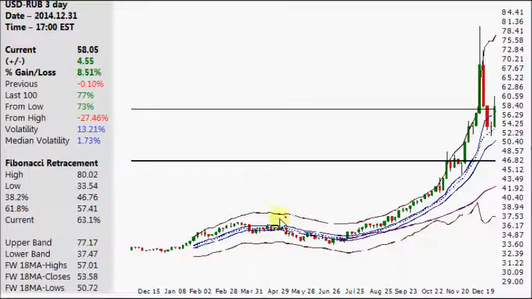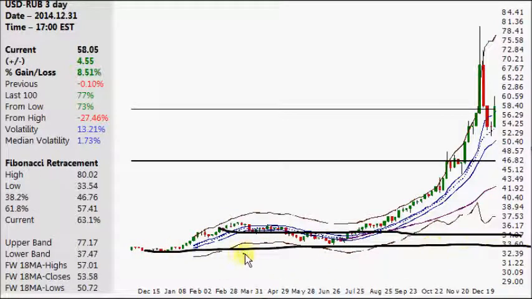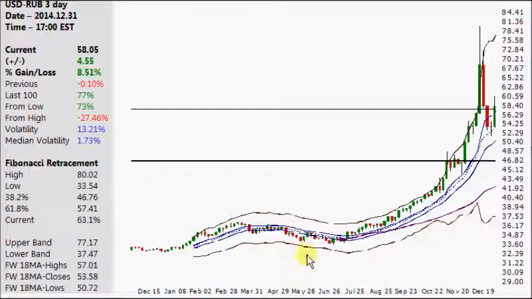Yeah, this pretty much explains it. This thing was trading around 30 for years, 28, 33, somewhere in that ballpark area, and it closed the year at 58. And the volatility for the last 3-day period was 13.2%, and the median volatility was 1.73. So volatility is much higher, literally crashing the US ruble.